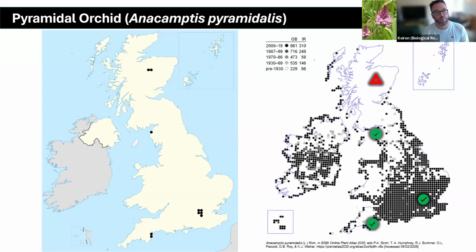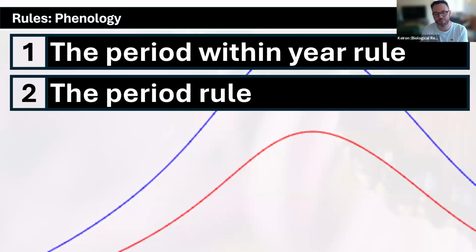But I need to check that, because if I have found it there and I can prove I've found it there, then these are really important records because it's not being found anywhere near there. These are all hypothetical data points. I did not find the pyramidal orchid in the Cairngorms. I've never even been to the Cairngorms, unfortunately.